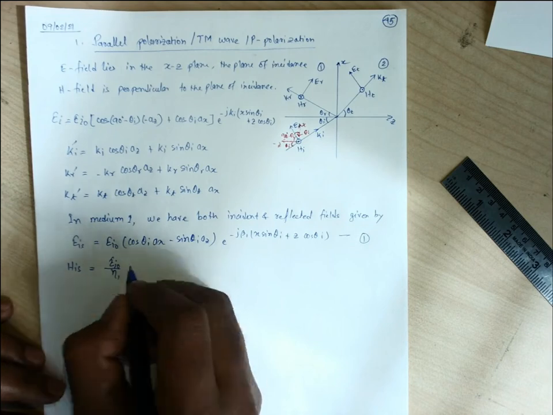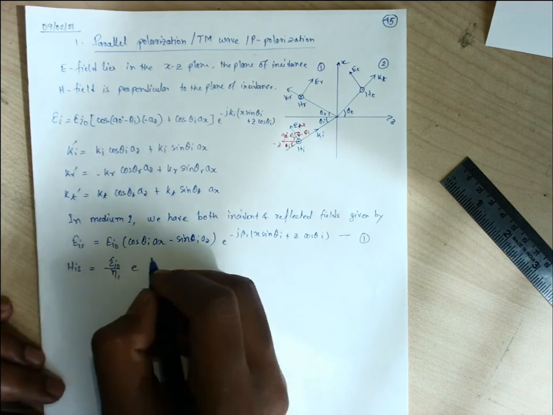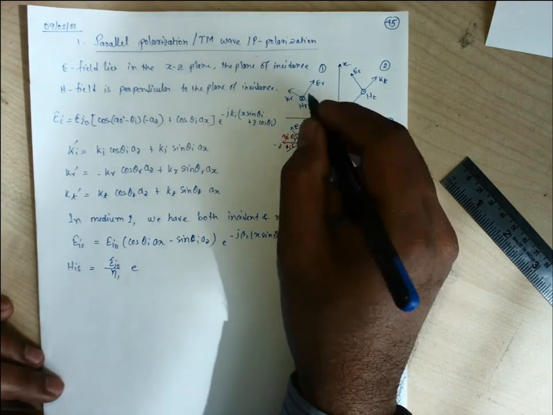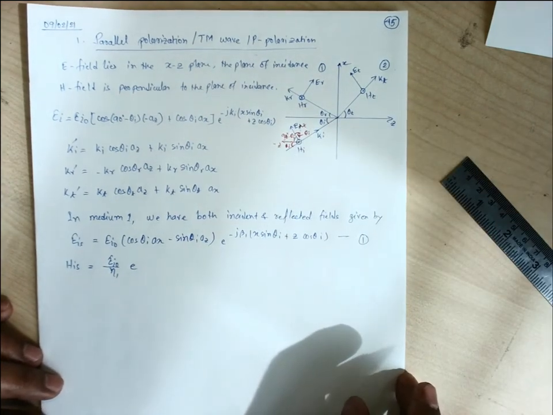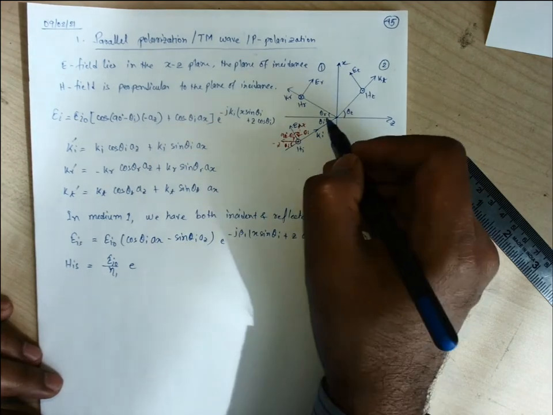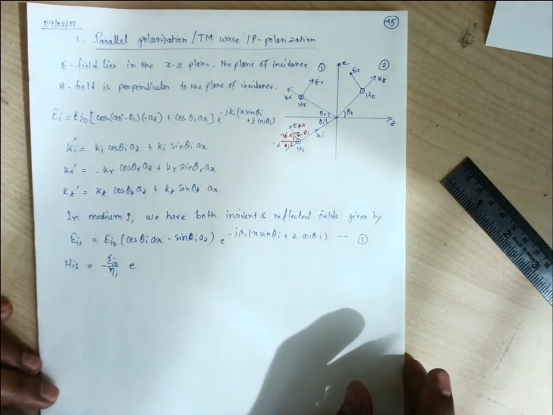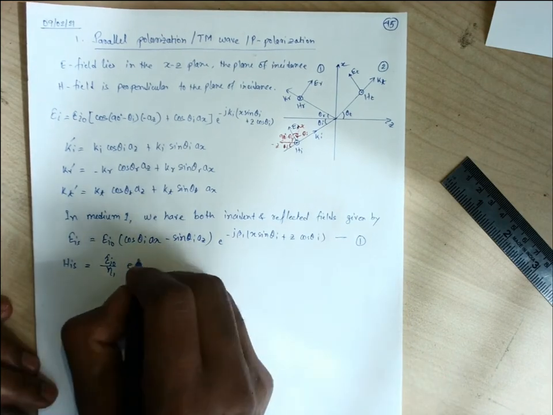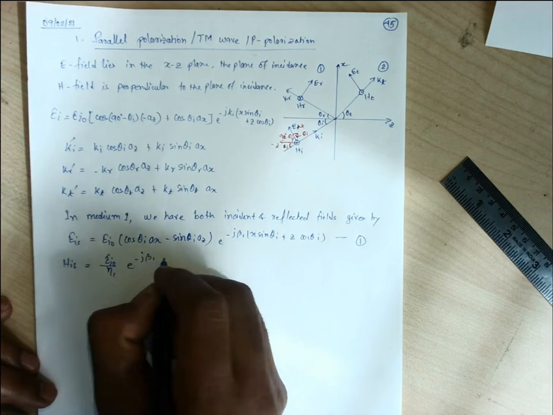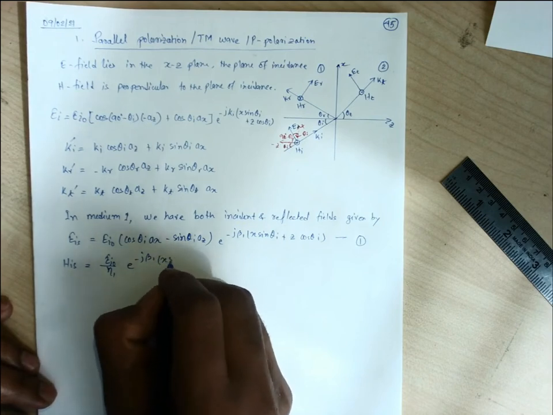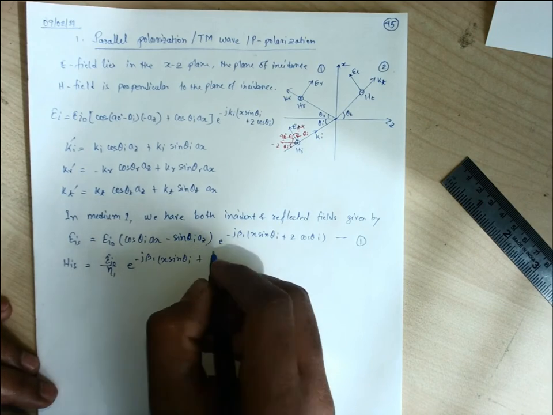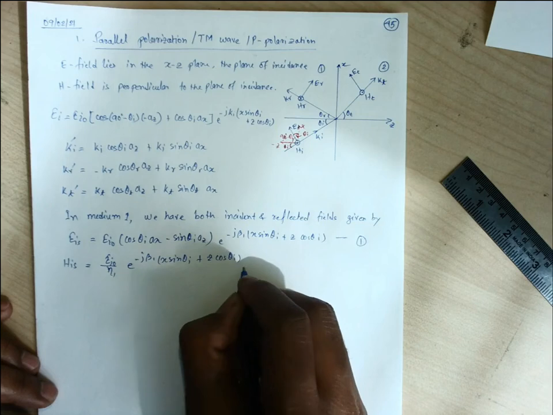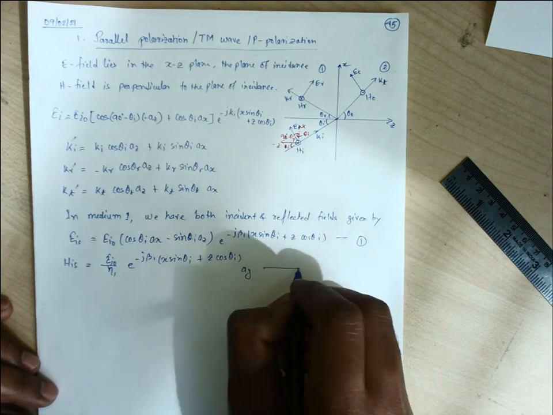Same we can find out for the magnetic field, E0 by eta 1. The magnetic field is perpendicular. Magnetic field, either this one or this one, it is perpendicular. So there is no phase relation with respect to the incidence angle or reflected or transmitted angle. So we simply write like this, e to the power minus j beta 1 (x sin theta I plus z cos theta I) ay. Equation 2.